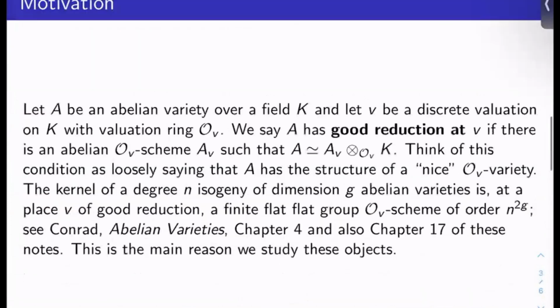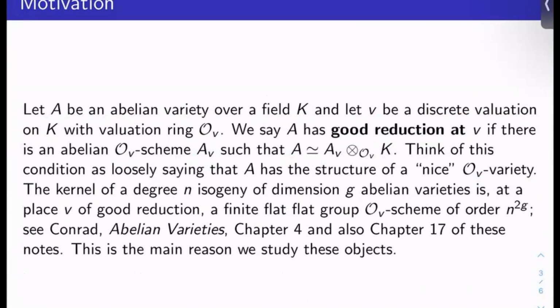Okay, so motivation. We'll let A be an abelian variety over a field K, and we'll let V be a discrete valuation on K with valuation ring O_V. That's just the set of elements that have non-negative valuation. We say A has good reduction at V if there's an abelian O_V-scheme A_V such that A is isomorphic to A_V tensor over O_V with K. Good reduction at V means A can be given the structure of a nice O_V variety.